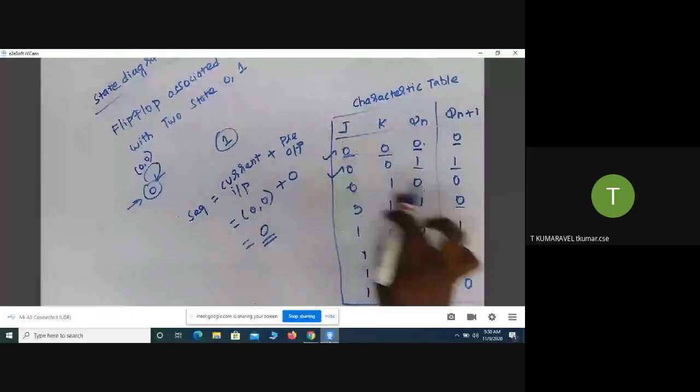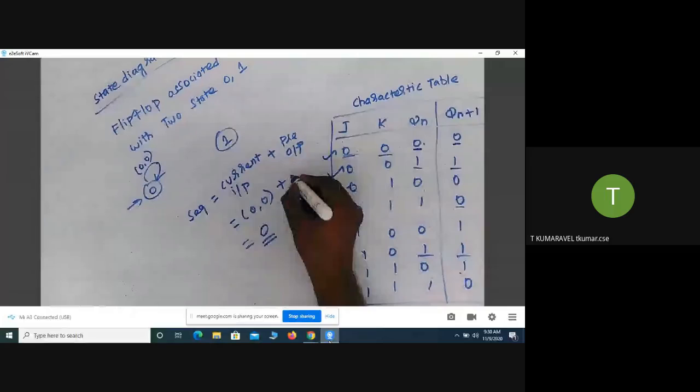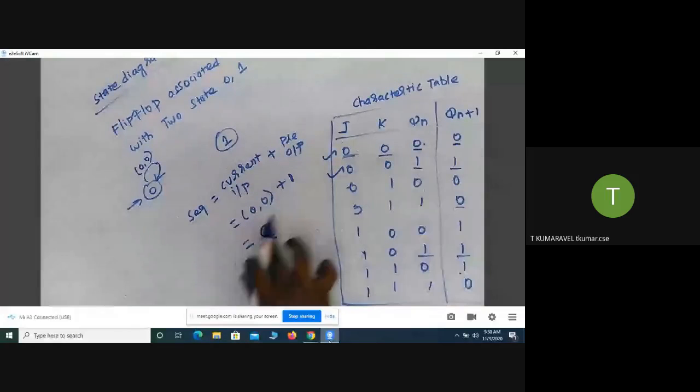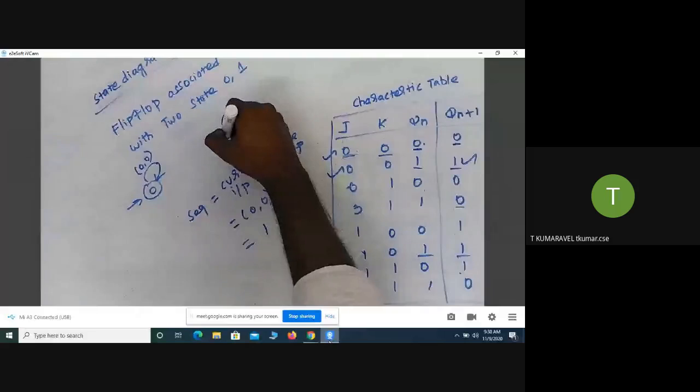Next, consider the next combination. My input is 0 0 and the previous state output is 1. What is the final output? I'm in state 1. So whenever I take input combination 0 0, again I'm in the 1 state.